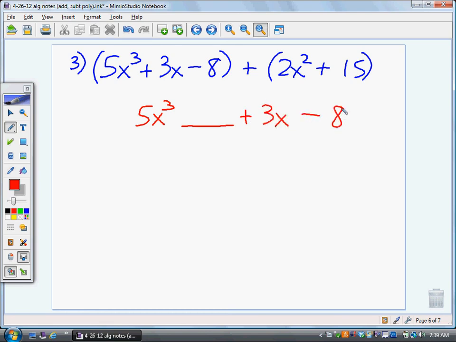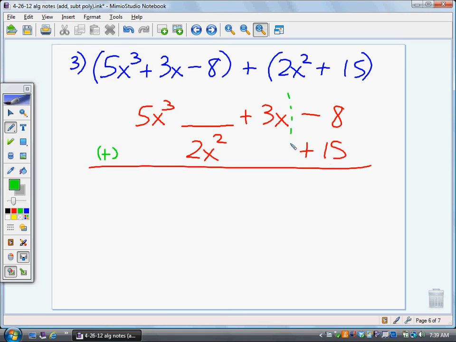And then when I do the second polynomial, 2x squared, it doesn't go under 5x to the third, it goes here where the space is, okay, where I would have had an x squared term in the polynomial above. And then 15 doesn't go under the 3x, it goes under the negative 8. And then you're ready to go ahead and get your columns, and you can add it.